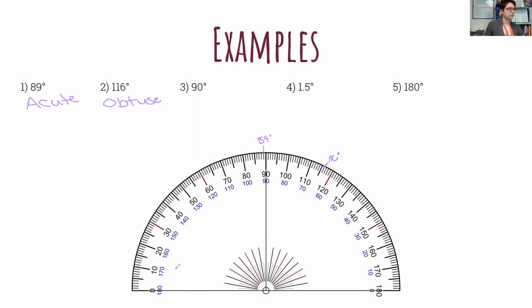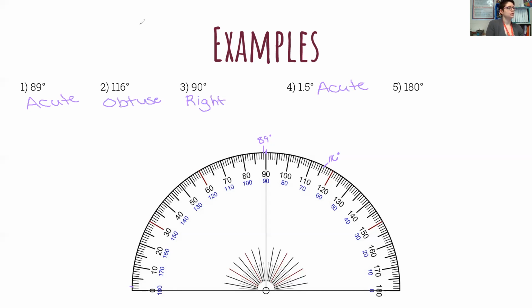Okay, we have an angle that's exactly 90 right here beside the 89. When it measures exactly 90, it is a right angle. Okay, our next one, 1.5 degrees. So we go up to the 1 and halfway to the 2. So this is a really tiny angle, but it's still acute.